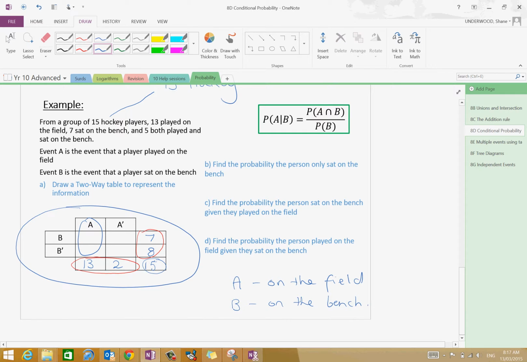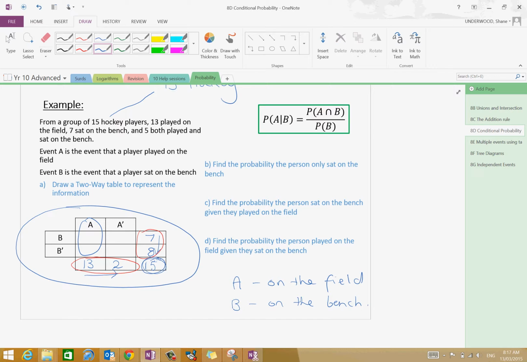And you can see here by filling this out that the total has to add up to 15. 7 plus 8 is 15, 13 plus 2 is 15. Now let's sort of think about it. 13 played on the field. Now it says here, and 7 sat on the bench.